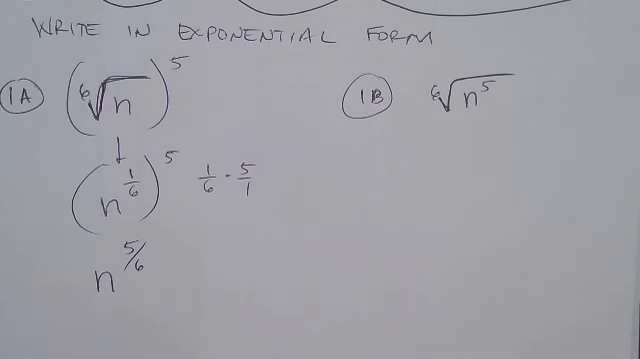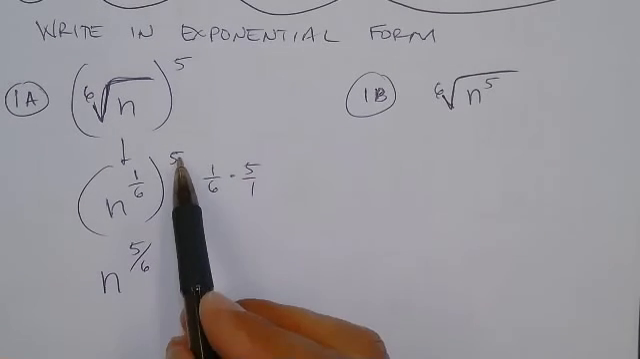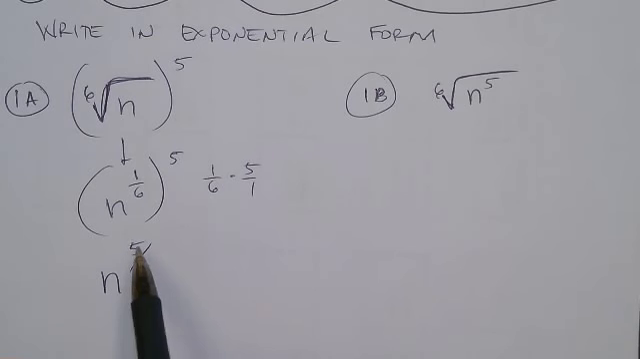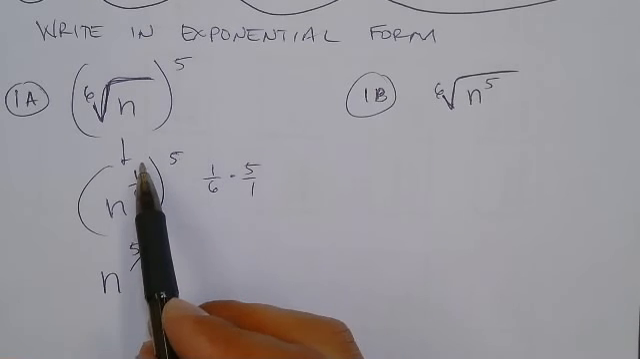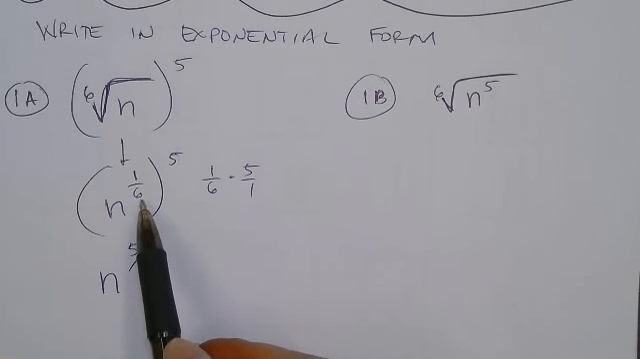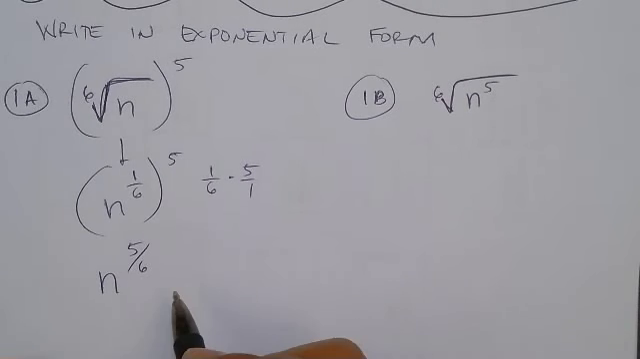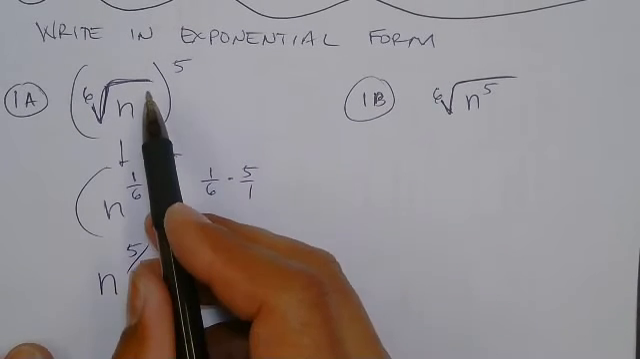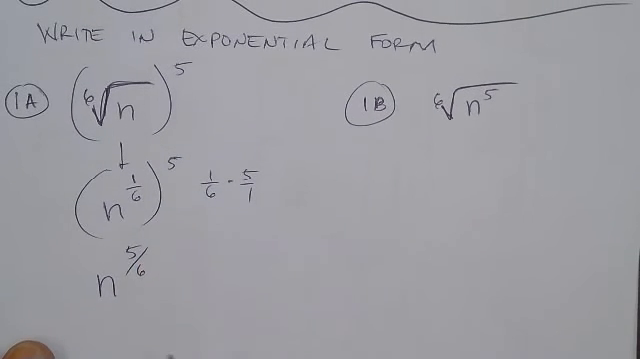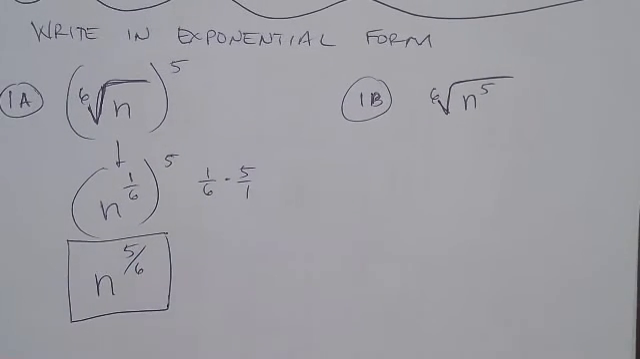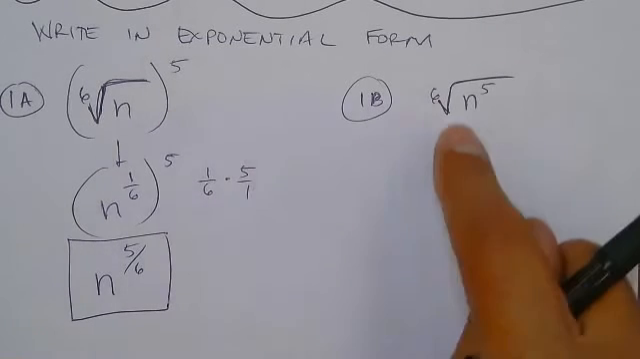5/6. I mean, if you really want to sit there and do all the steps, it'll be 1/6 times 5/1. Just remember, the 5 is the whole number that stays on top. That's the numerator. The 6 is the denominator. It stays on the bottom. That's easy. You guys see it? So changing this radical to exponential form, the answer is n to the power of 5/6.